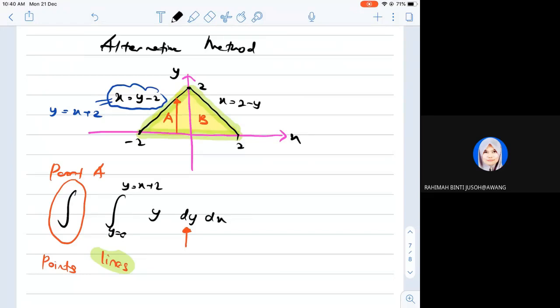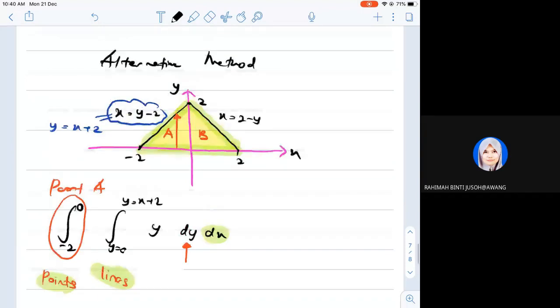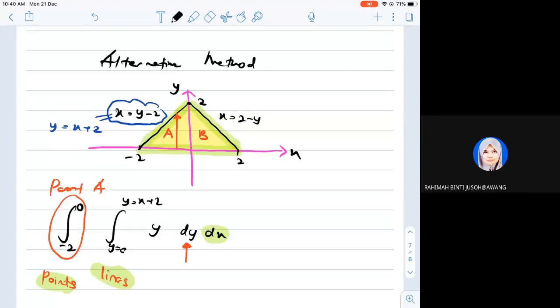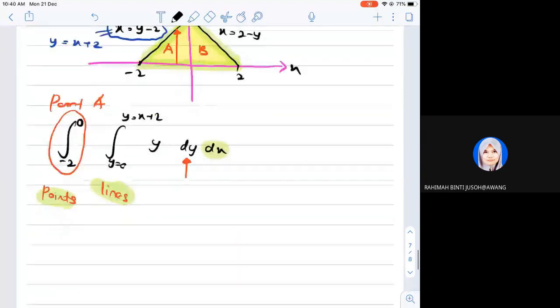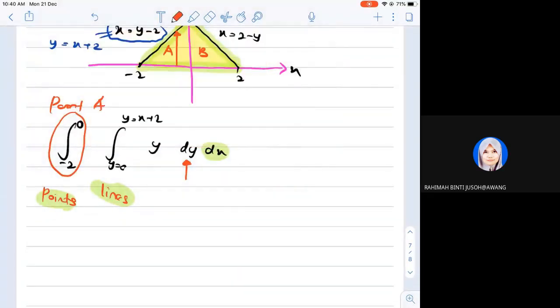And then how about the limit for x? For part A, the limit of x should be from, remember, x is points, just points, negative 2 until 0. So if you choose dy dx, it's a bit tedious because we have to divide into two parts. So, part B, now part B.